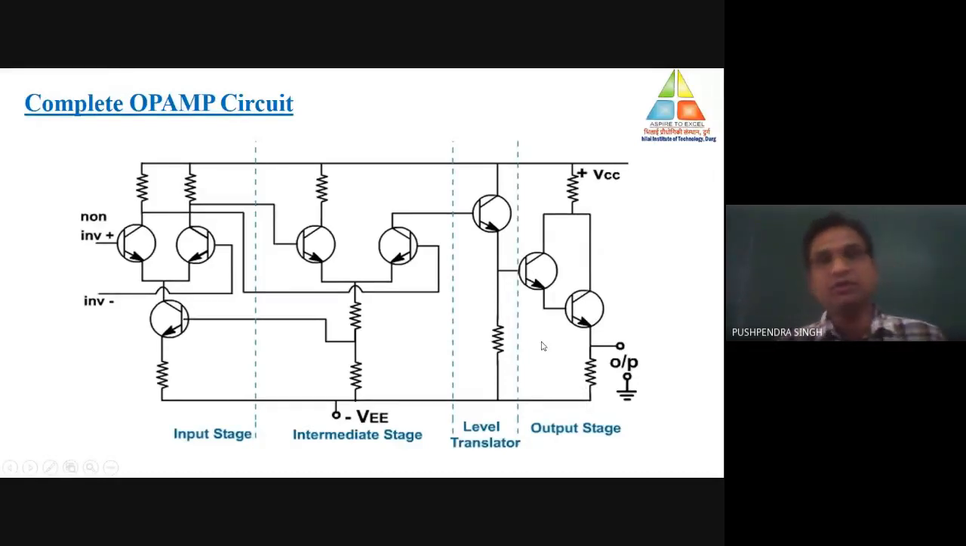So this is all about the IC 741. We started with the symbol, definition, pin diagram, then various parameters of IC 741, and at last the block diagram representation of the op-amp. So this is all about today's lecture.